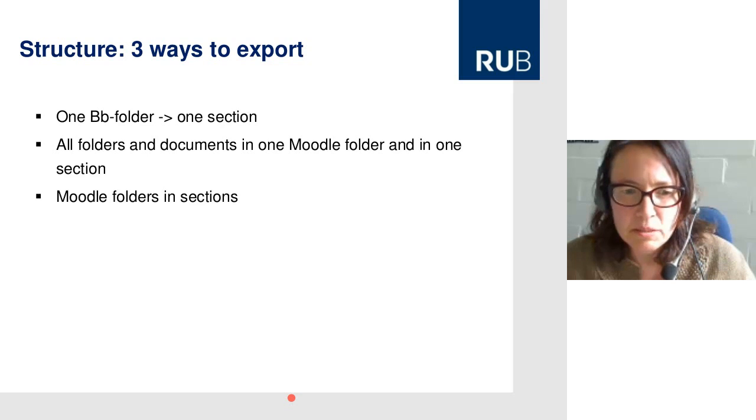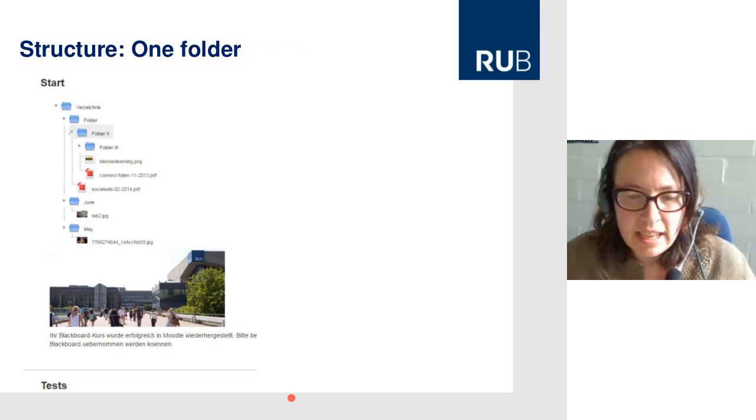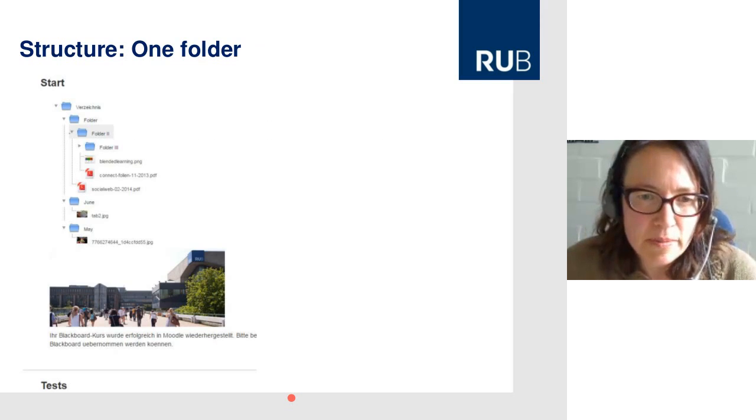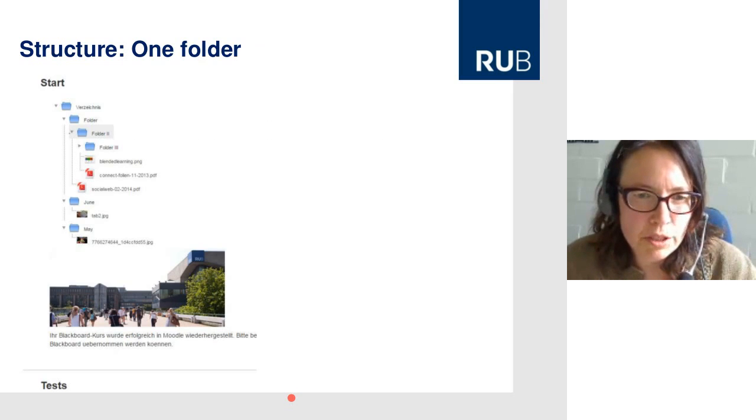There's one way, it's all folders and documents in one Moodle folder in one section. I'm going to show this with a screenshot. And then you put Moodle folders in sections. The second method looks like this. You put all documents in one folder in one section. There are many courses where you have only documents, folders with documents, documents, and documents.